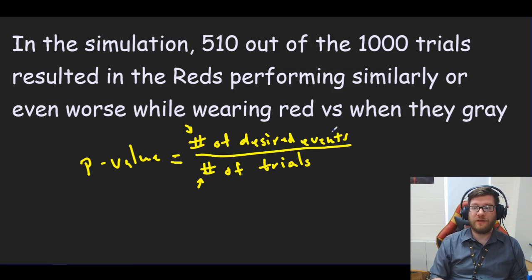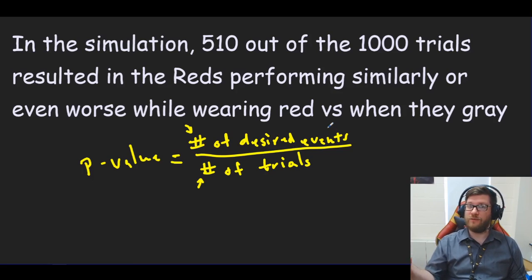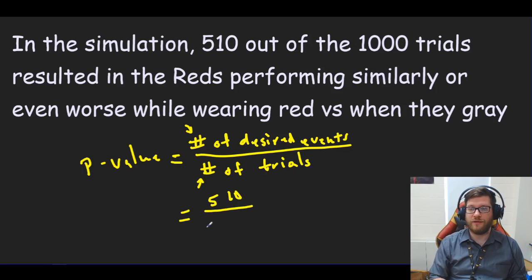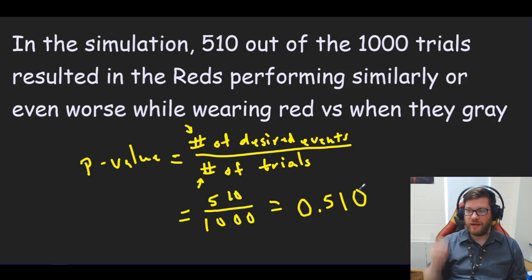So the number of desired events are times that the Reds did worse while wearing red, or in that case would do better while wearing gray. Is that okay? They're both essentially the same statement. So the number of desired times that happened in this case is going to be 510 divided by the total number of trials, and I did 1,000 trials. If we want to convert that into a decimal, that's going to be 0.510. You can leave that last zero off, but I put it on there because I felt like it.